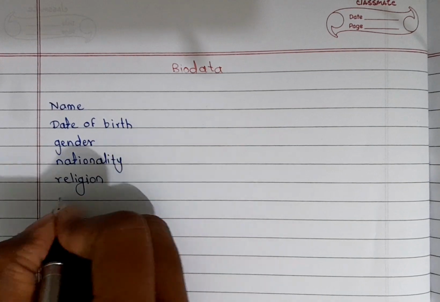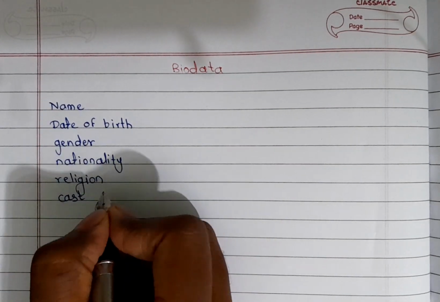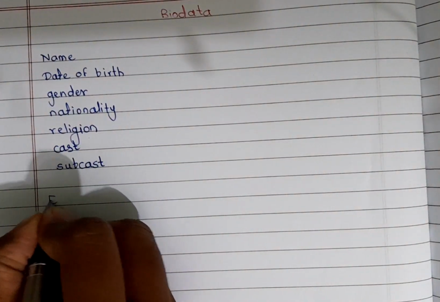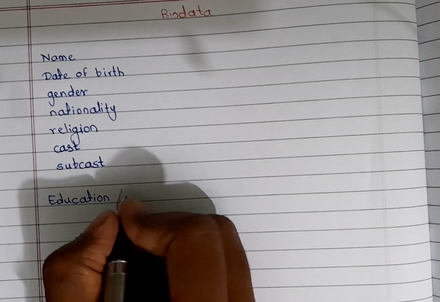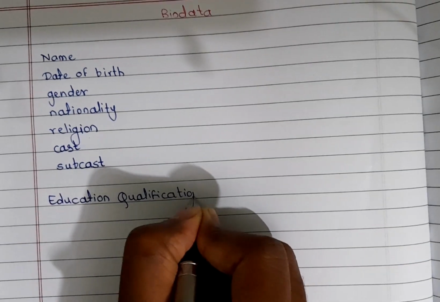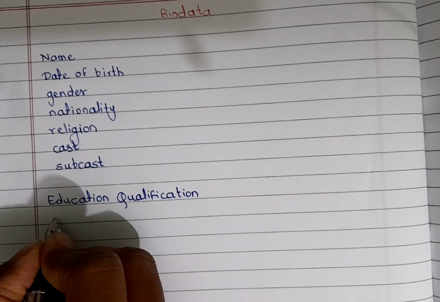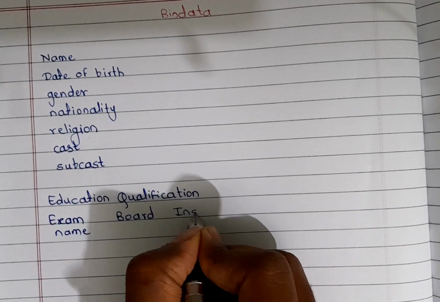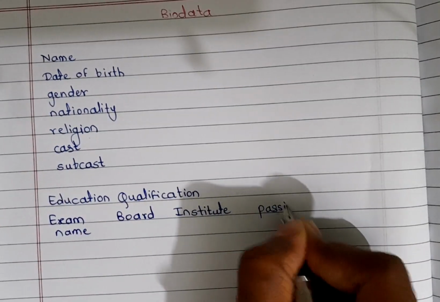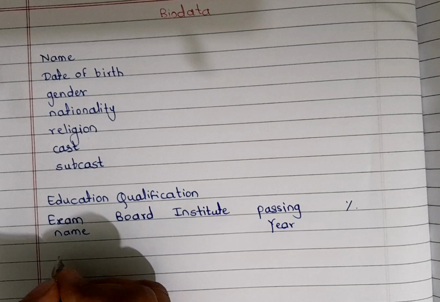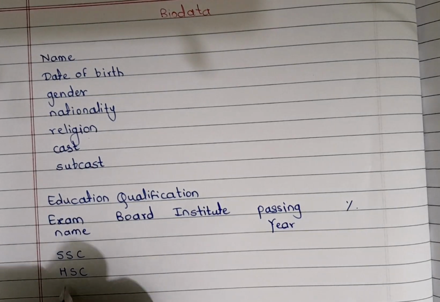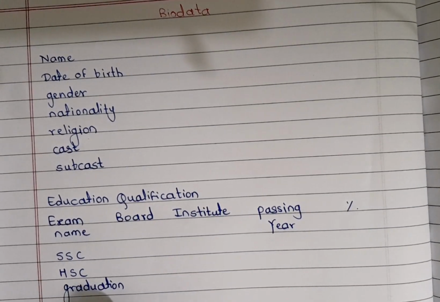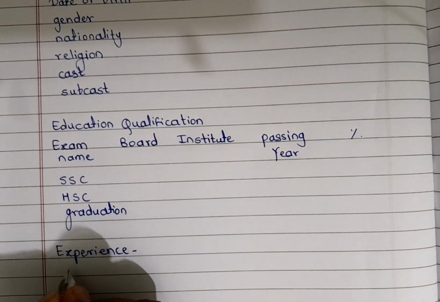Then below we have to write your educational qualification or information like passing year, passing percentage, board, university, etc. To make it, first we have to make one table in which in the first column write your exam name, then the board or institute name in which you studied, and then write passing year and percentage. Below write details about SSC, HSC, graduation and post graduation, etc.